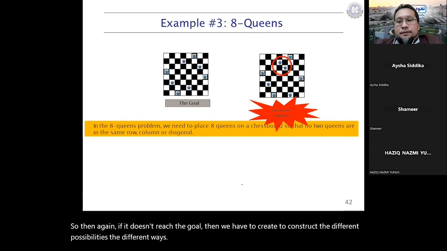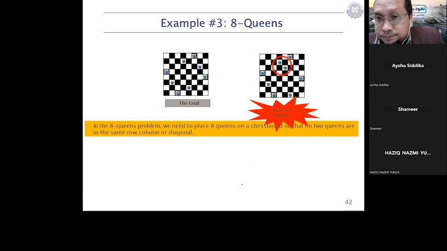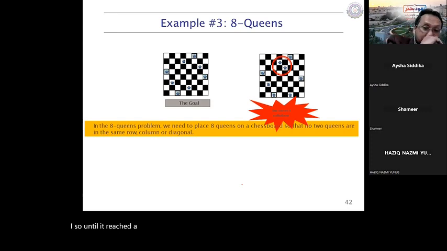All right, then the next example is about the 8 queens. In the 8 queens problem, we need to place 8 queens on the chessboard so that no 2 queens are in the same row, column, or diagonal, because they will attack each other. So this is the goal. The goal is to be like this.